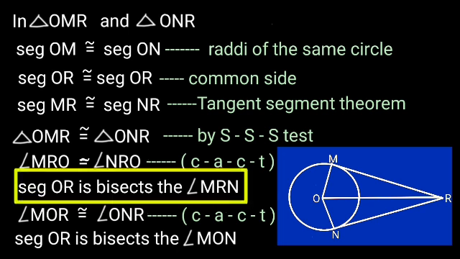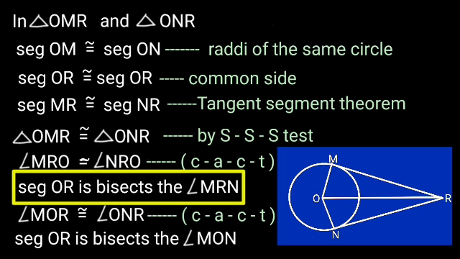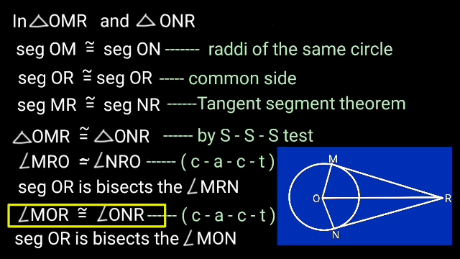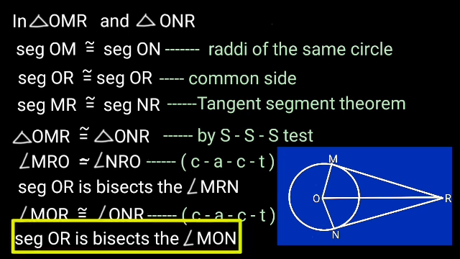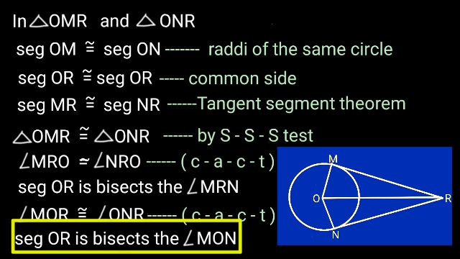Segment OR bisects the angle MRN. Thus, angle MOR is congruent to angle NOR because of congruent angles of congruent triangles. Hence, segment OR bisects the angle MON.